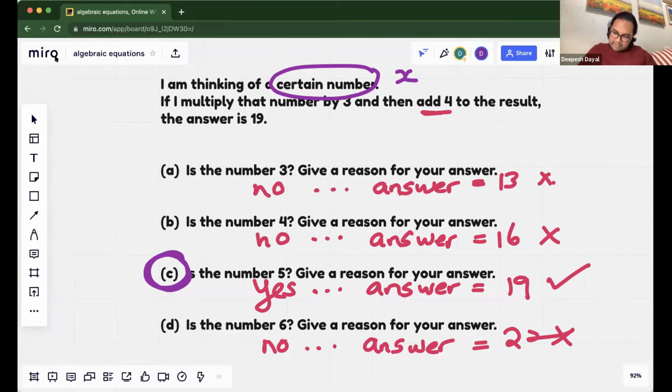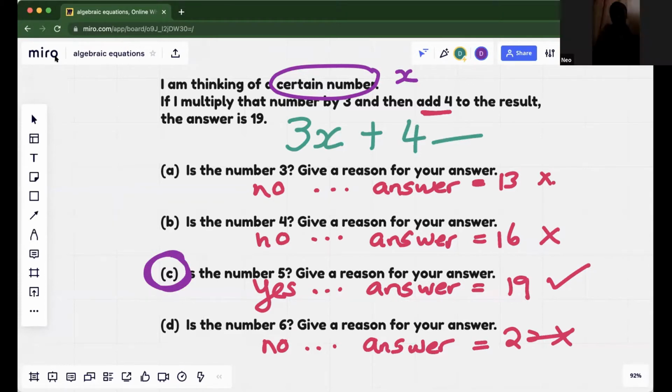Yes, so let's write it down here. So it's 3x plus 4, and then we've got equals 19, because the answer is 19. Okay, so 3x plus 4 equals 19.